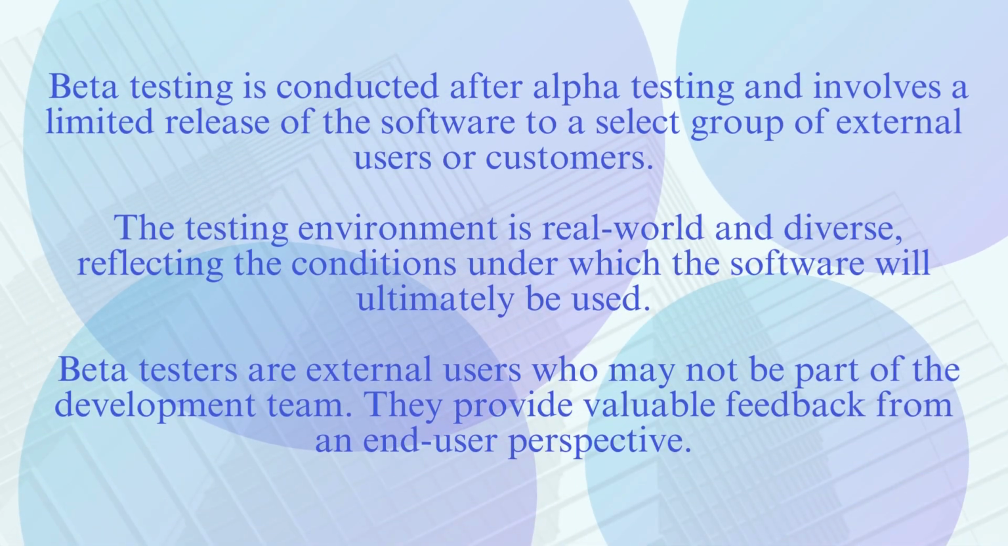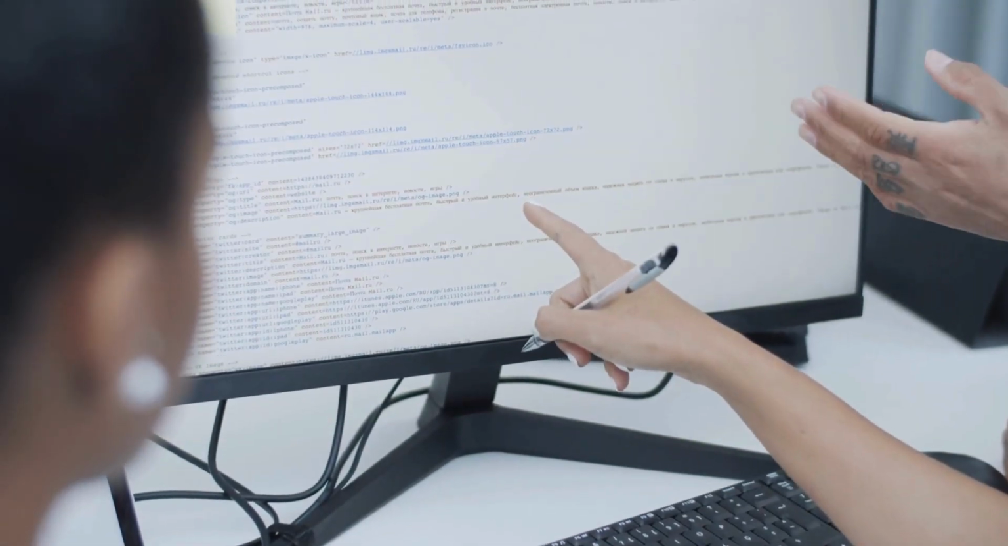Beta testing is conducted after alpha testing and involves a limited release of the software to a select group of external users or customers. The testing environment is real-world and diverse, reflecting the conditions under which the software will ultimately be used. Beta testers are external users who may not be part of the development team. They provide valuable feedback from an end-user perspective.